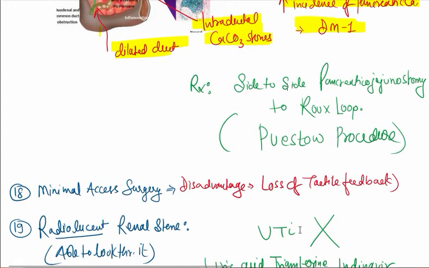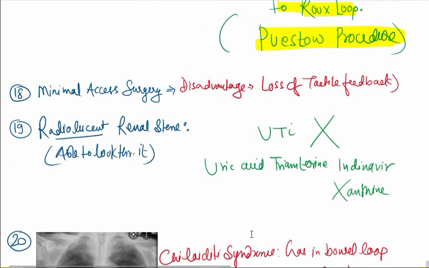And the treatment of this condition is a side-to-side pancreaticojejunostomy, Roux-en-Y loop, also known as the Puestow procedure. Next one, minimal access surgery. The disadvantage of this one is loss of tactile feedback to the surgeon.